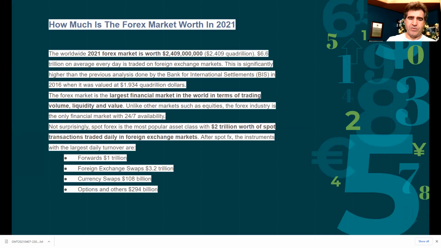And as I mentioned, it is the biggest when we talk about the spot, with $2 trillion worth of transactions daily. And we look at forwards, foreign exchange swaps, which is 3.2 trillion. The currency swaps are 1.8 billion, and options and others 294 billion. Don't worry about this, but these are all related. These are what the corporations use. So there's lots of money being exchanged, and there's a lot of activity.